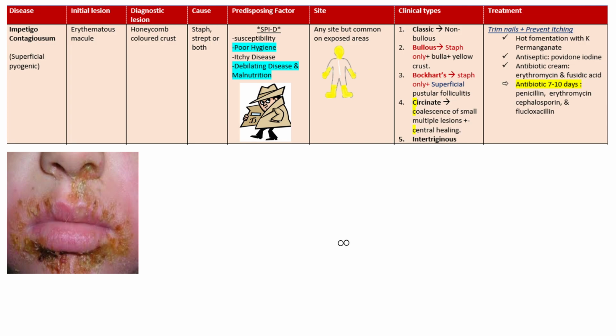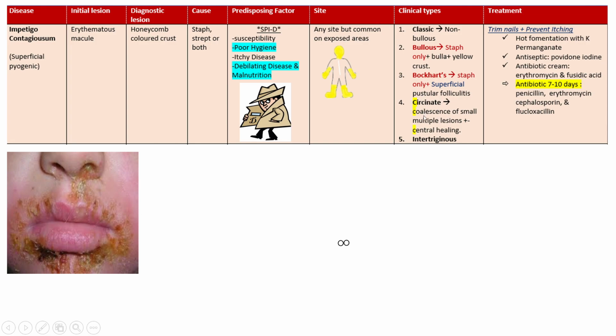For the clinical types, we have double C, double B, and I. Double C: the first C is for classic, which is a non-bullous type, and the classic impetigo is the impetigo we have just been discussing now. It starts with an erythematous macule, and the diagnostic lesion is a honeycomb-colored crust, as seen in this photo. So this is the classic type.